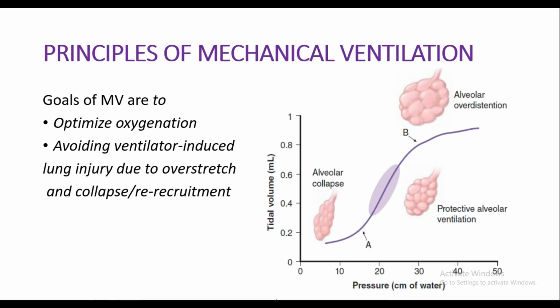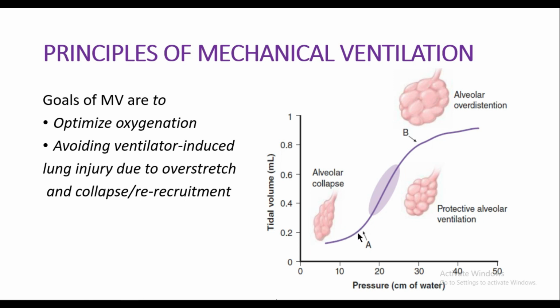What is the main principle of mechanical ventilation? The main principle of mechanical ventilation is not to harm the lung, that is, not to collapse the lung or over-distend the lung. Here is a graph, you can see the pressure and volume curve, with pressure on the x-axis and volume on the y-axis. There is an A mark.